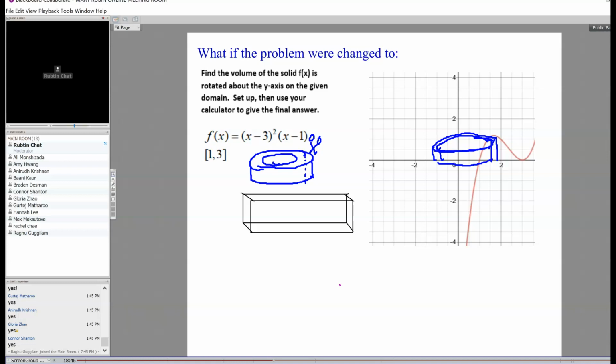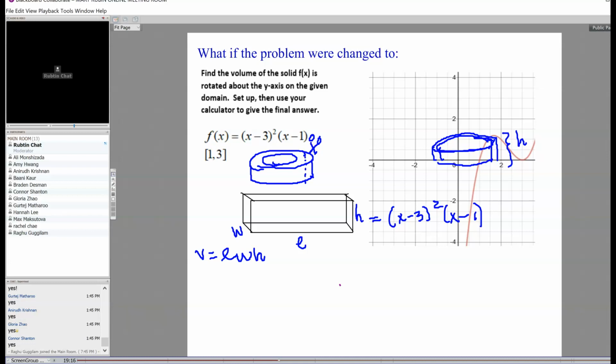And in order to find the volume, we're going to be doing all of these as little volumes. Volume, you know, is length times width times height. Here's my length, here's my width, and here's my height. So we got to think about, how do I get that? Well, the height is just this distance. So the height is just my function, (x minus 3) squared times (x minus 1). That will give me all of the heights. And notice I'm not rewriting this in terms of y. For two reasons. Number one, I can't.